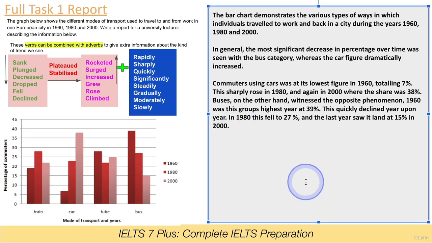In 1980, this fell to 27%, and eventually it landed at 15% in 2000. Okay, so we are commenting on cars and buses there. I think that's a good start. So now perhaps we can go into our second group, which is going to look at trains and tubes.